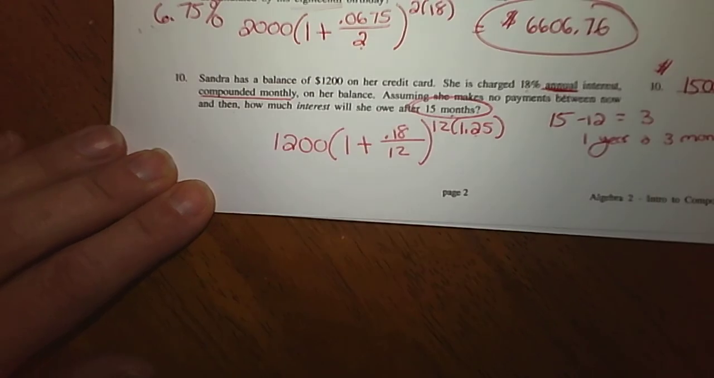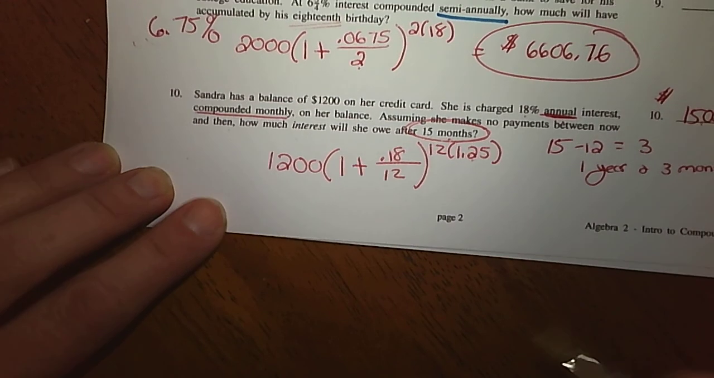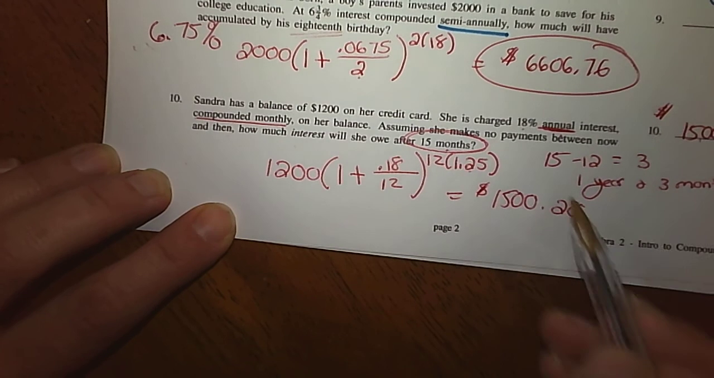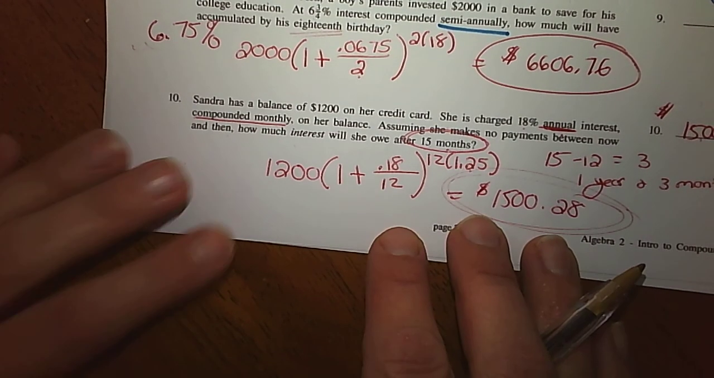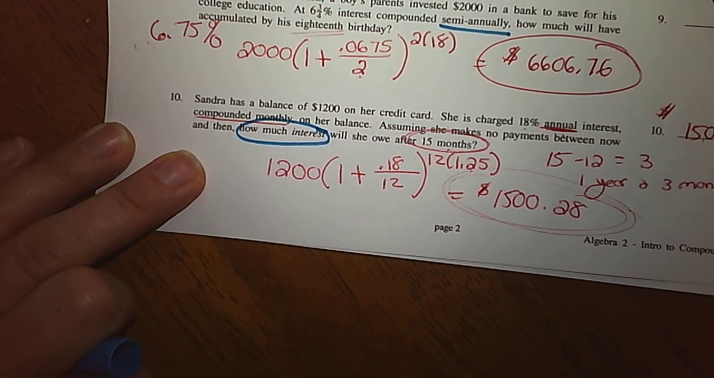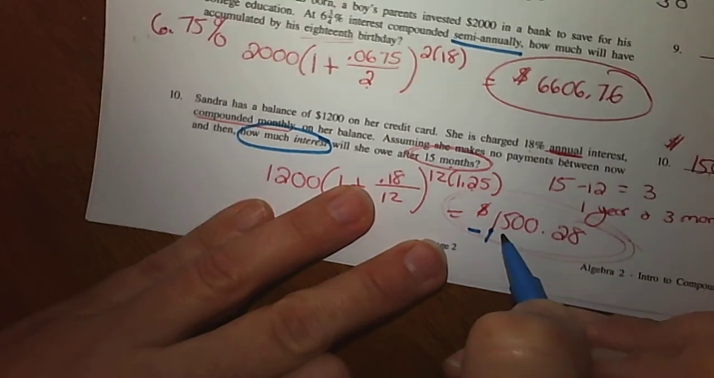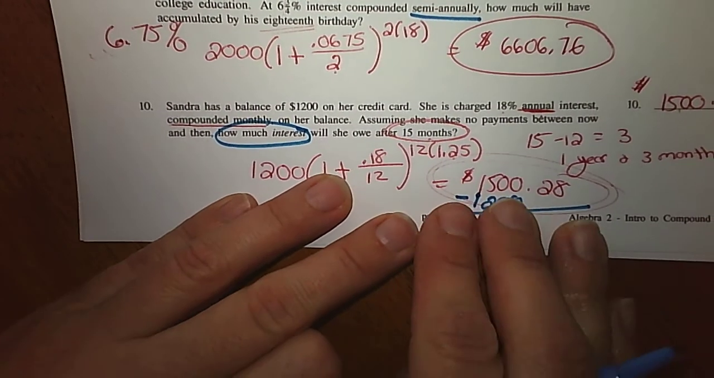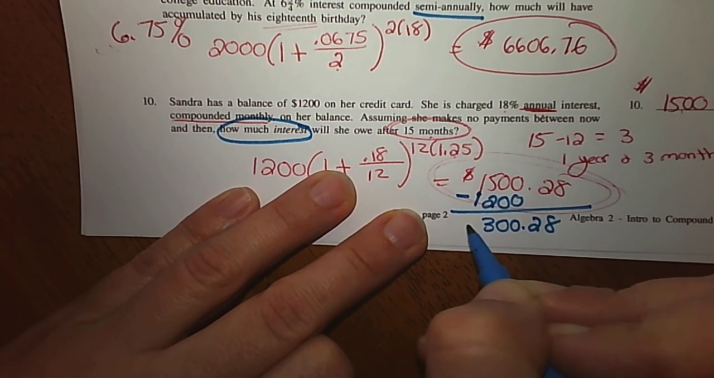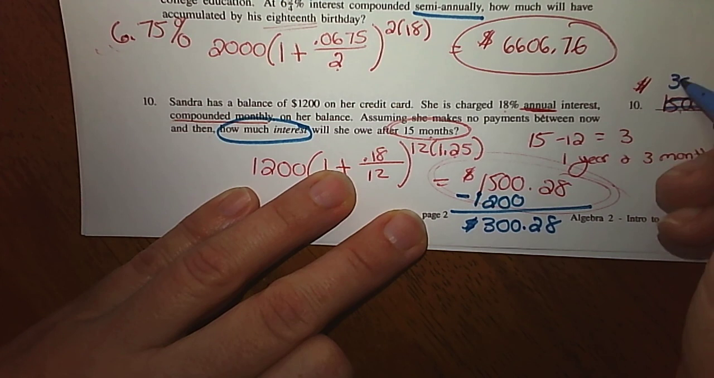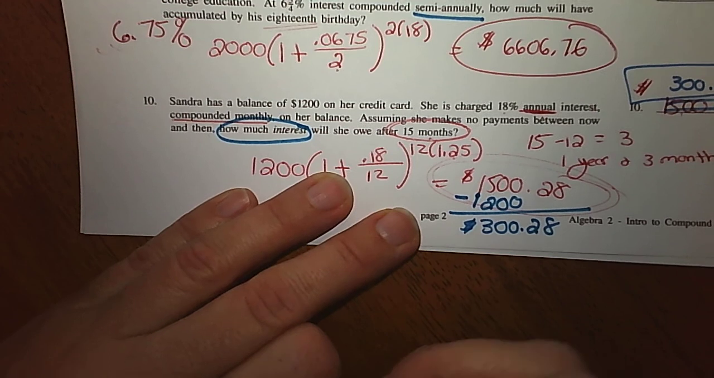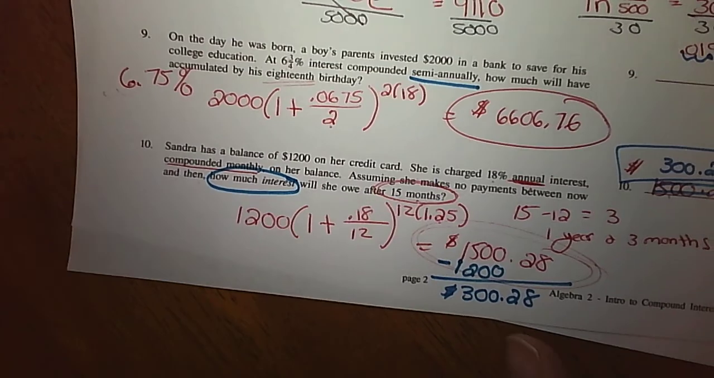All right, guys. Actually, it's not quite the answer. That's how much is in the account, right? Just as I thought it was done, I realized it asked how much interest she was charged. Well, that means we still have to subtract off the 1,200 that was already in there. If you subtract off the 1,200, this is actually the answer. Caught it. Sneaky little question. $300.28.